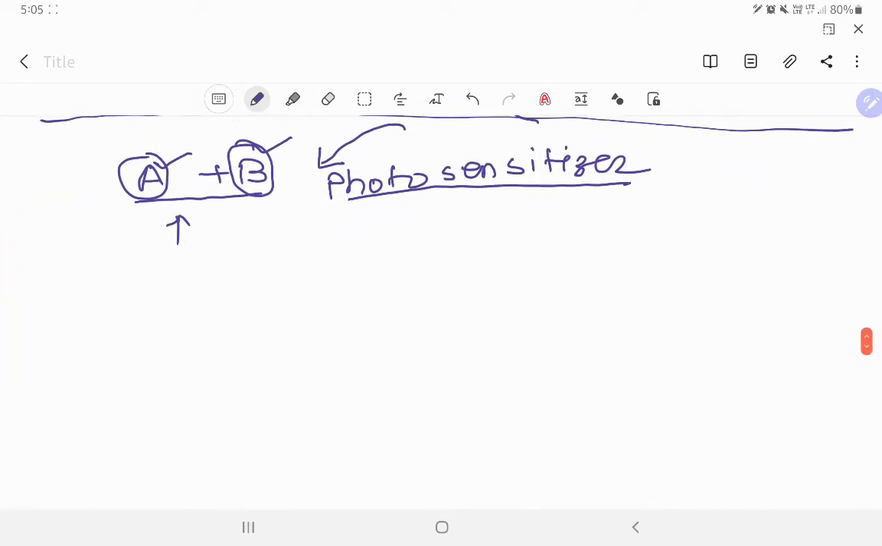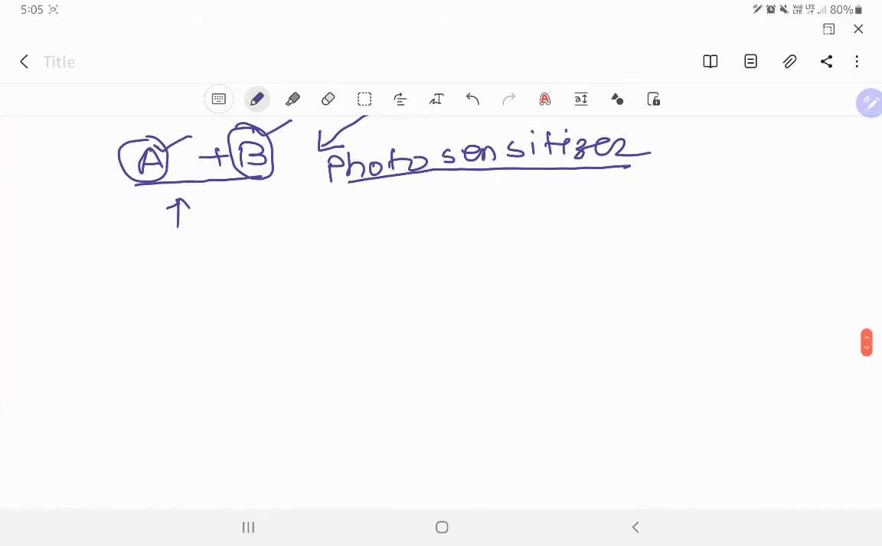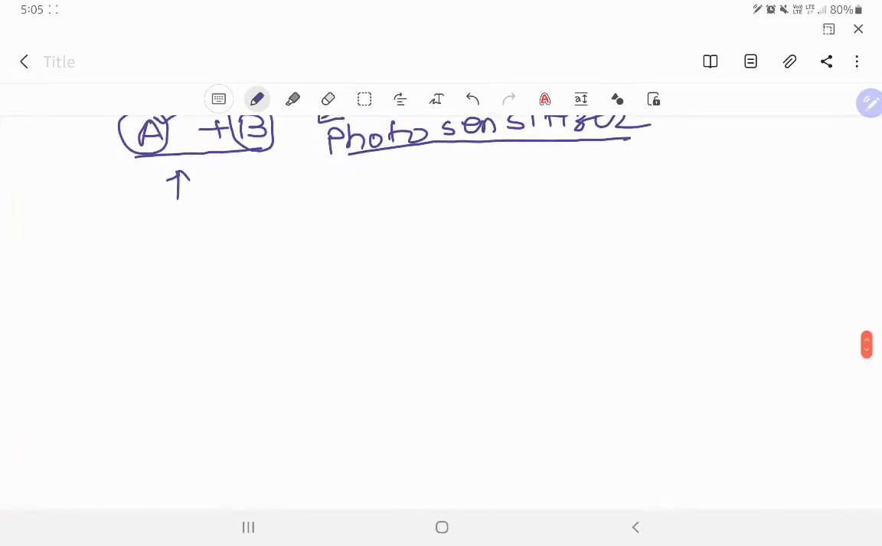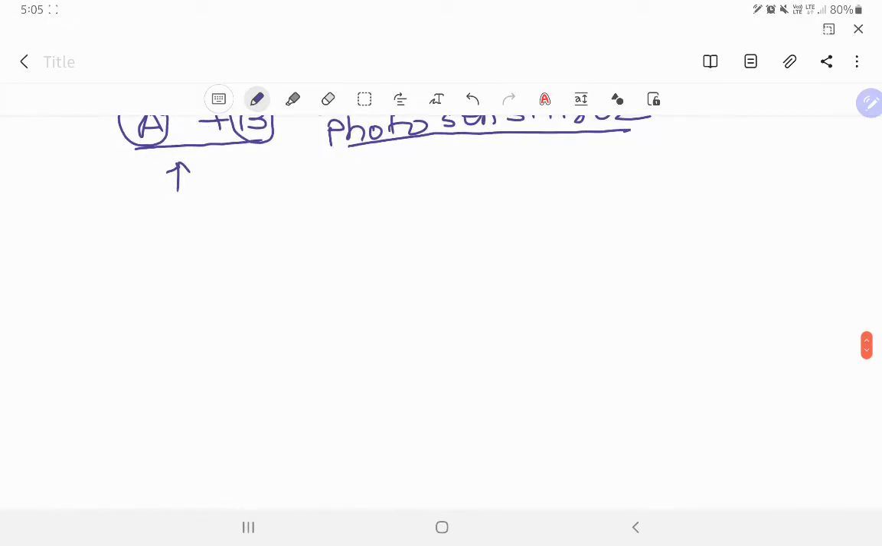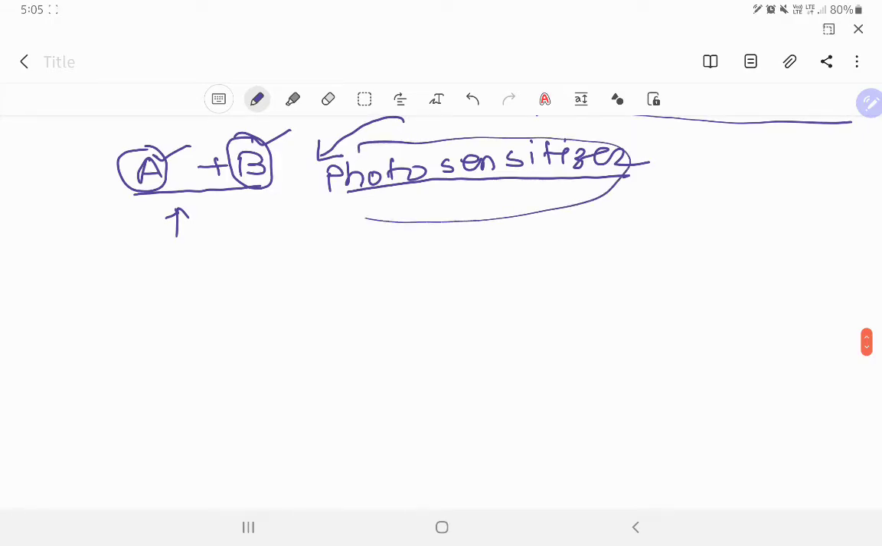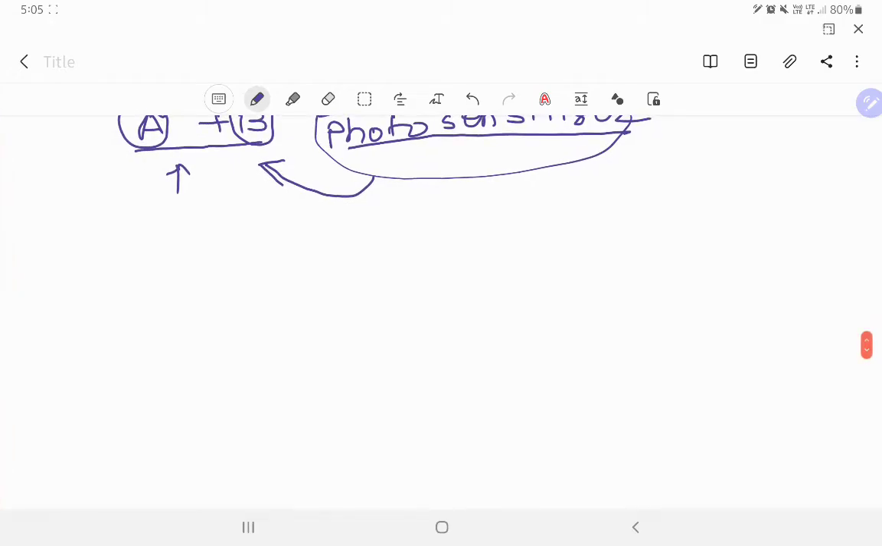In some cases, either of the reactant molecules is not able to absorb the radiation. If we add another substance, it is called a photosensitizer or simply sensitizer. The sensitizer absorbs radiation, and this energy is transferred to the reacting molecule. Such reactions are called photosensitized reactions. A simple example is the dissociation of hydrogen.